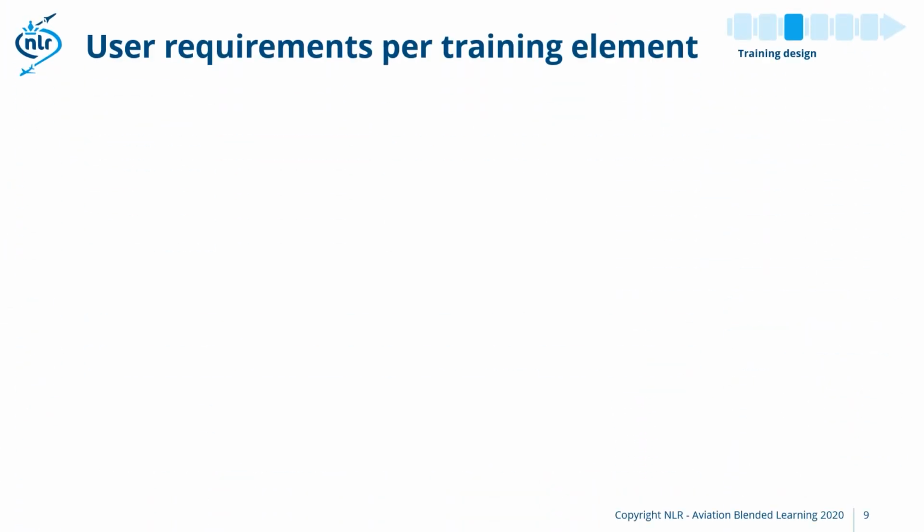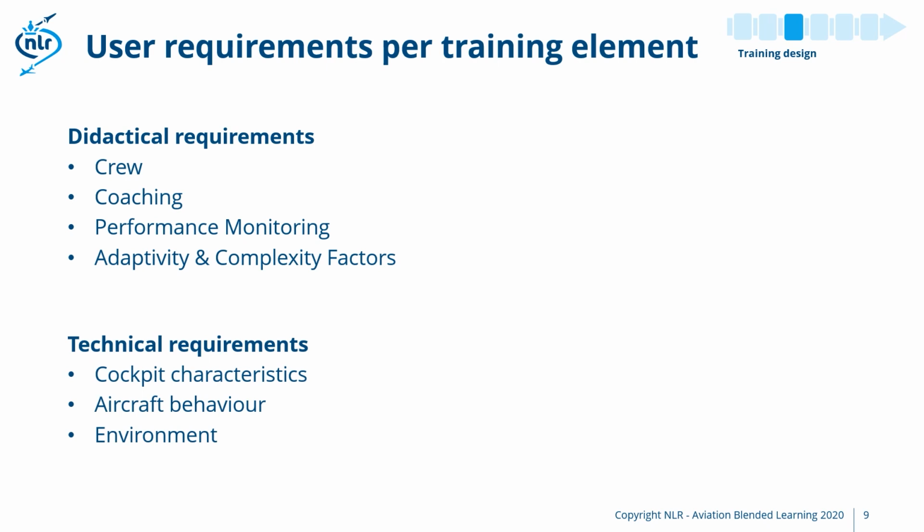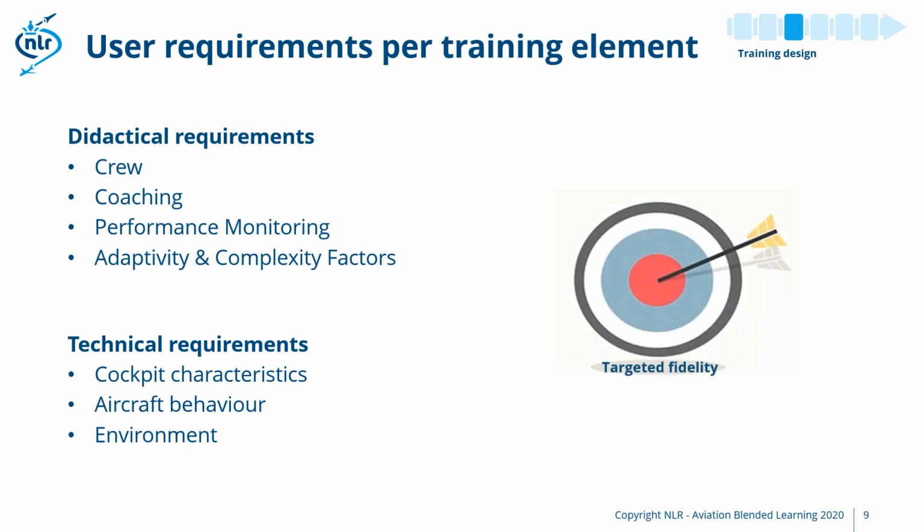Now we know the training elements that we have in the training, we can start making user requirements for your training media. We have different user requirements, that is to say tactical requirements, and we have technical requirements. In those two categories we can ask a lot of questions concerning requirements to your training media. For example, do you need other crew? Do you need performance monitoring? And if we talk about technical requirements, what aircraft behavior do we want to see? Working in this manner, you get targeted fidelity. So you don't get low fidelity or high fidelity, but per training element, you get the exact fidelity that you need.